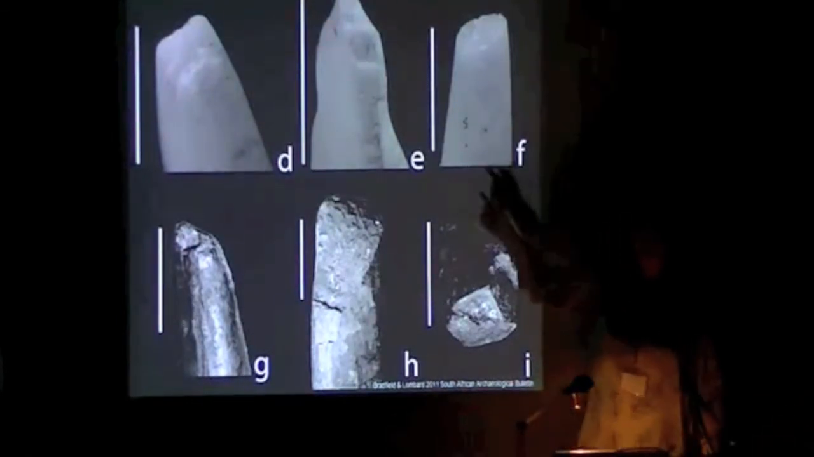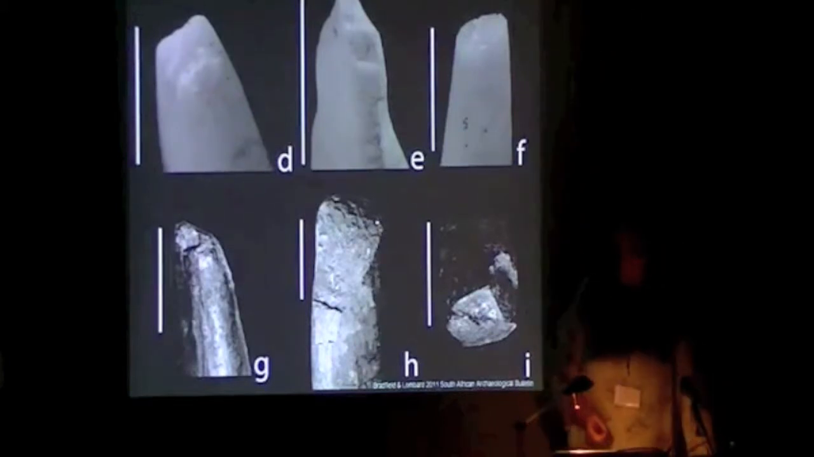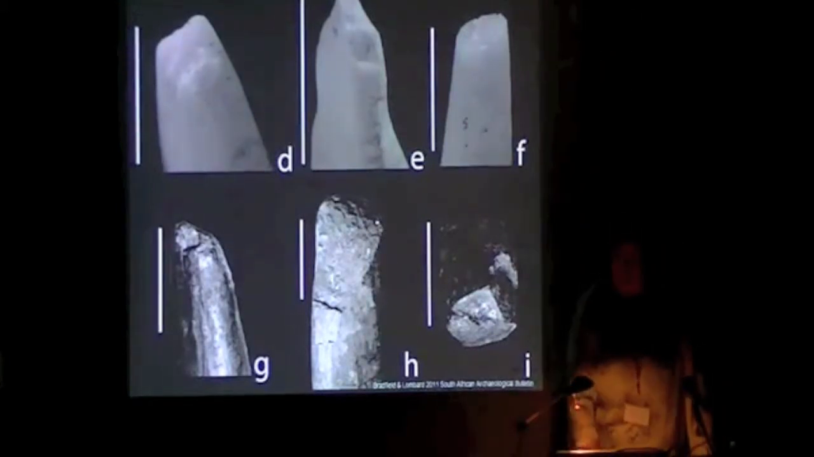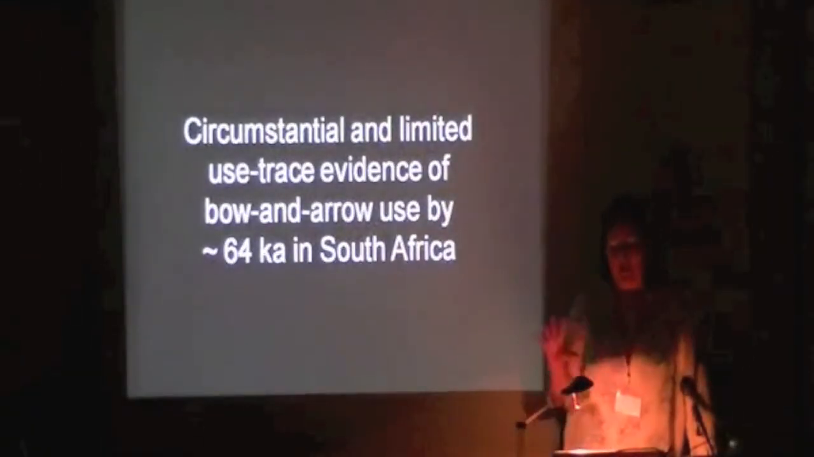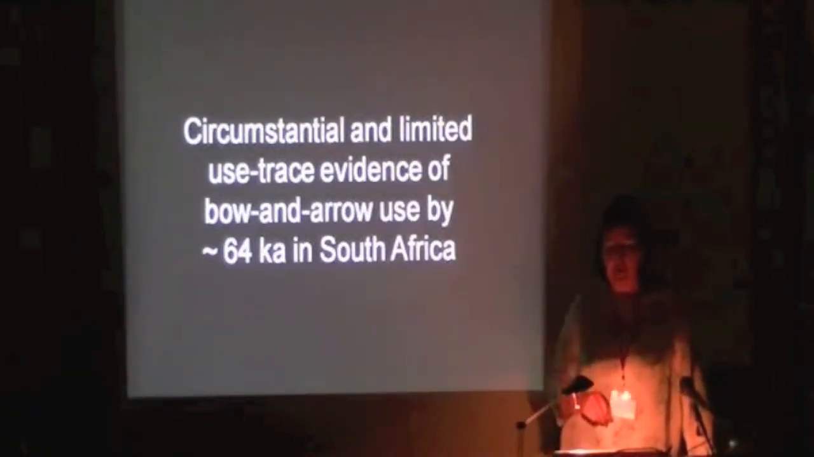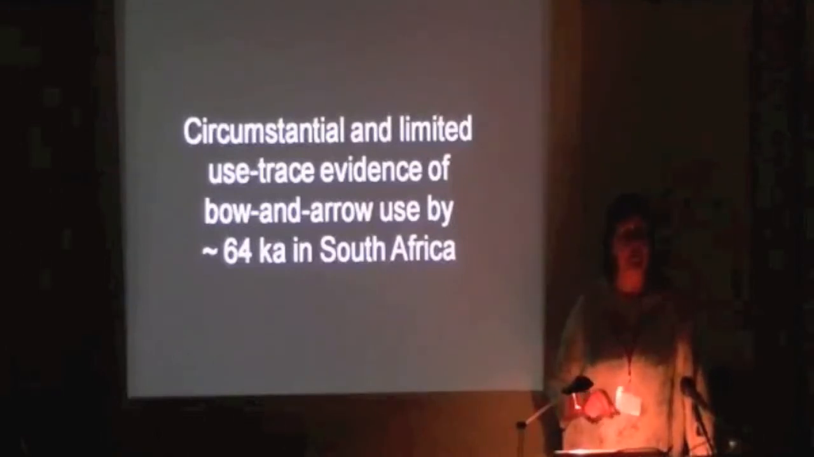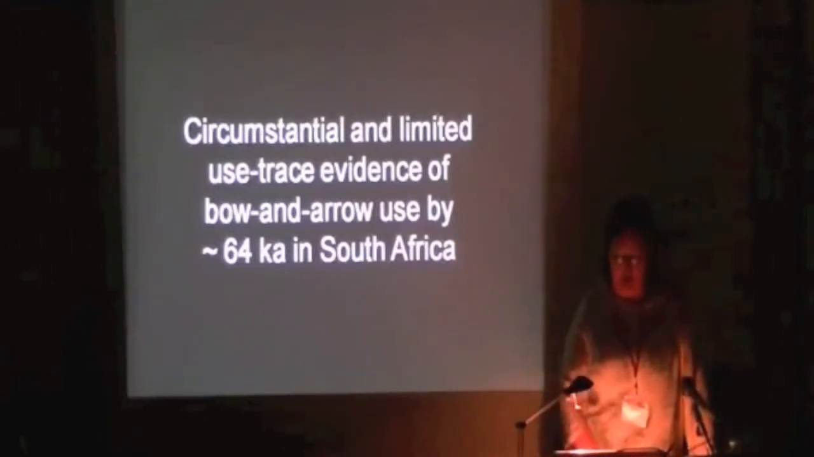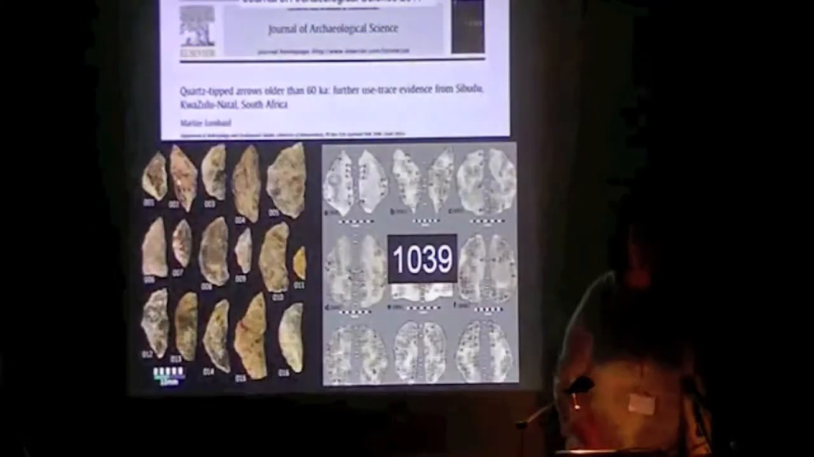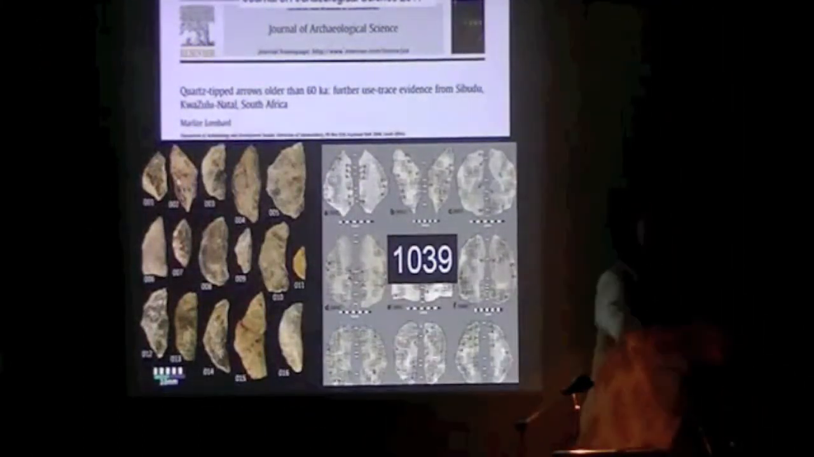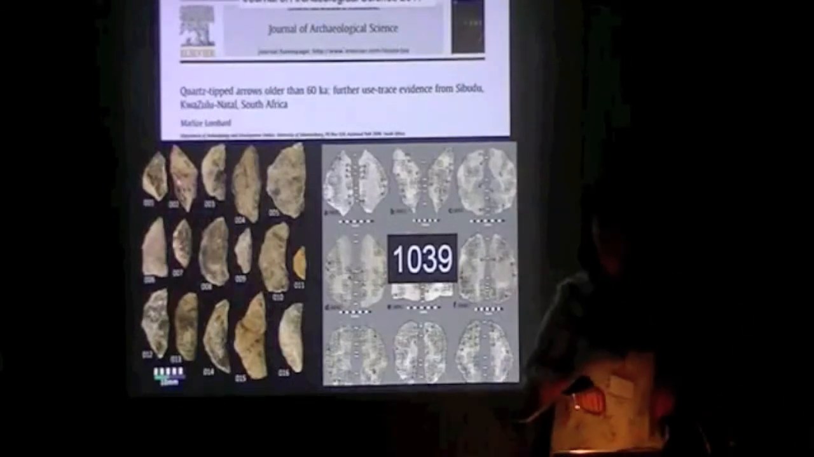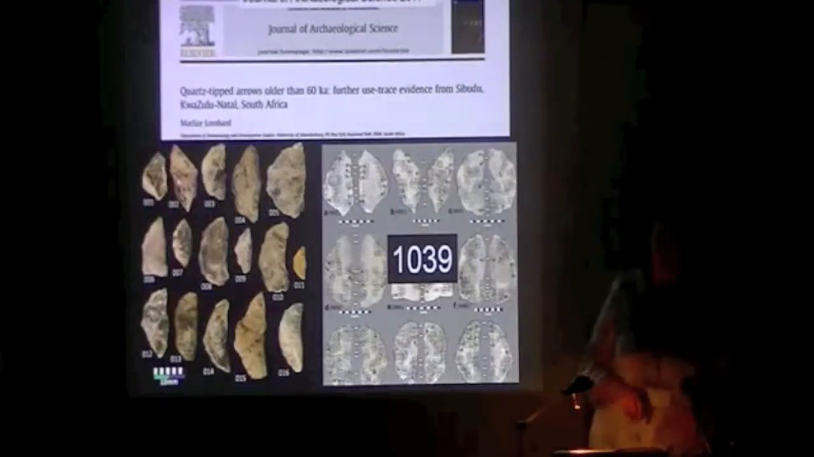So having done that experiment, at least we cannot eliminate possible arrow use for the bone point at Sibudu at the time. So at that time we had circumstantial and limited evidence of bow and arrow use 64,000 years ago in South Africa. But me being a skeptic had to go and test again. Give me all the little cord segments. I want to see them all.